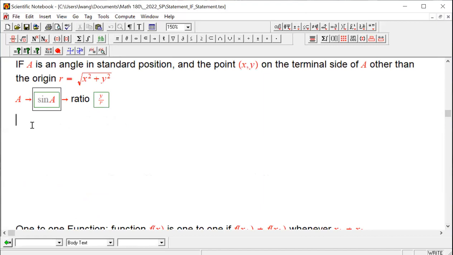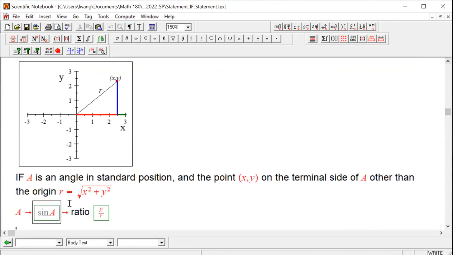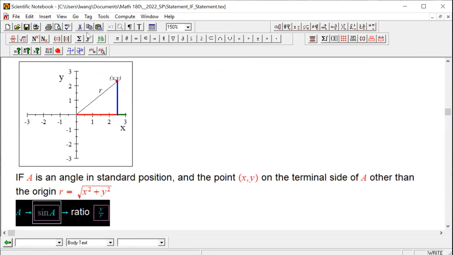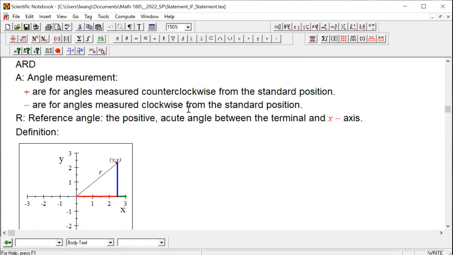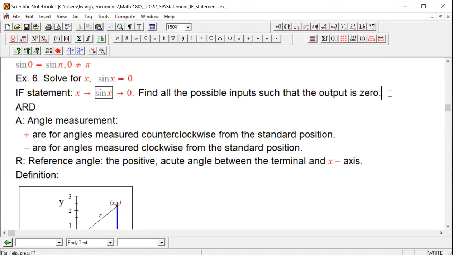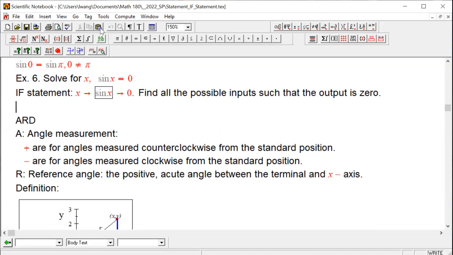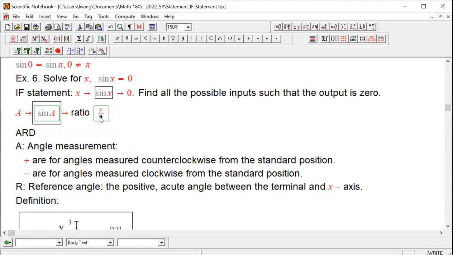In our context, with the understanding of ARD, we know that R is always positive. So for the ratio to be 0, there's only one choice: Y has to be 0. Do you guys follow me? Y has to be 0. So if sine of x equals 0, Y must be 0.